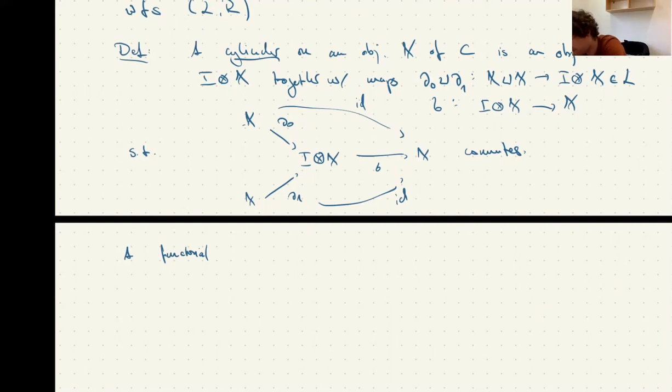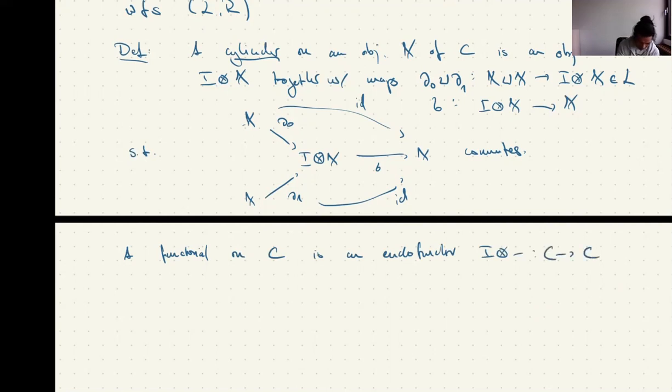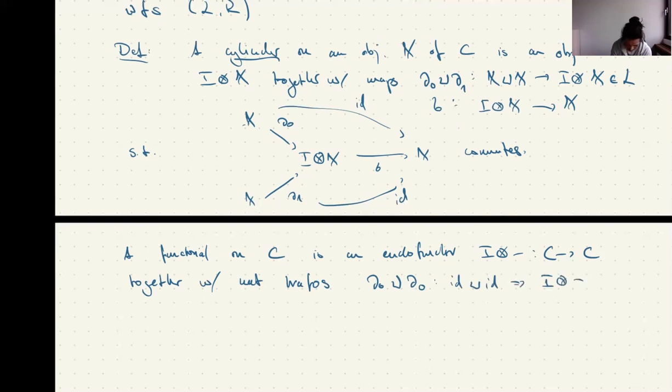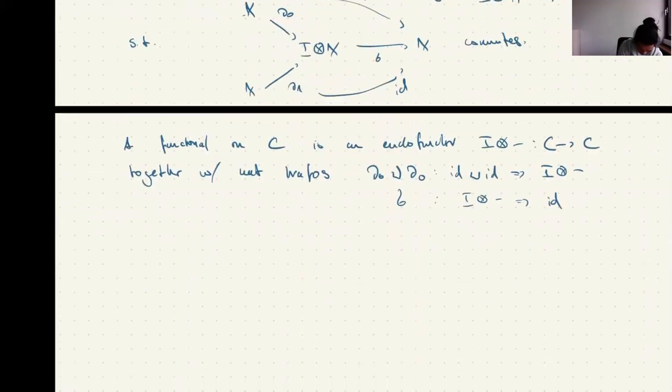So a functorial cylinder on C is an endofunctor I tensor, together with natural transformations, denoted in the same way, which go from the identity to this endofunctor, and from this endofunctor to the identity functor on C, such that evaluation at any object defines a cylinder on it.